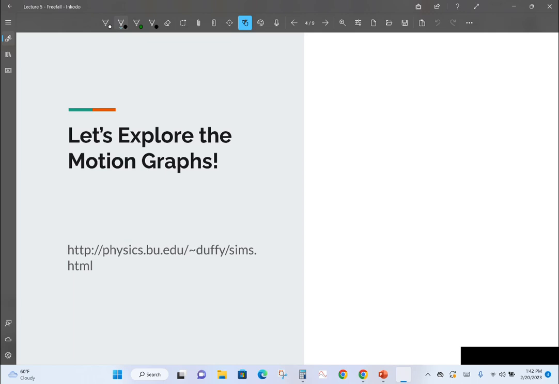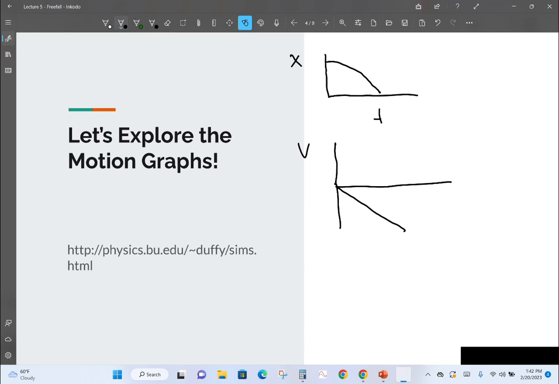So for something that is falling, its position graph will be a downward sloping parabola. Its velocity graph is going to be a line with a slope equal to negative 9.8 meters per second squared. And its acceleration graph is going to be plotting at negative 9.8 meters per second squared, regardless of the mass that is falling, because the only force acting on it is gravity.